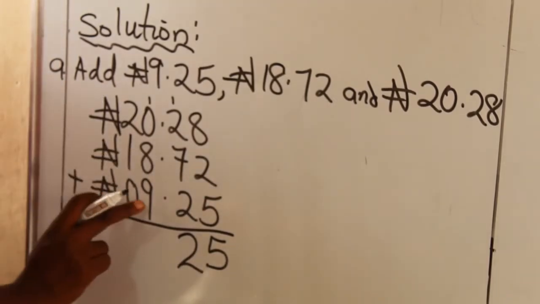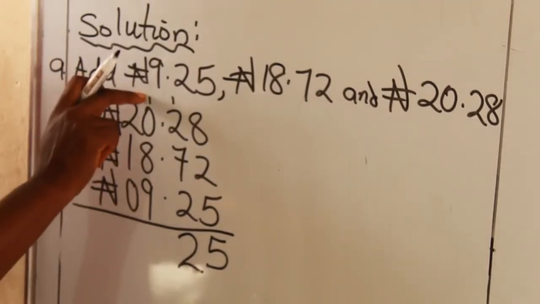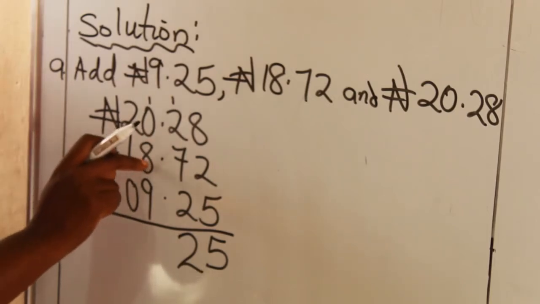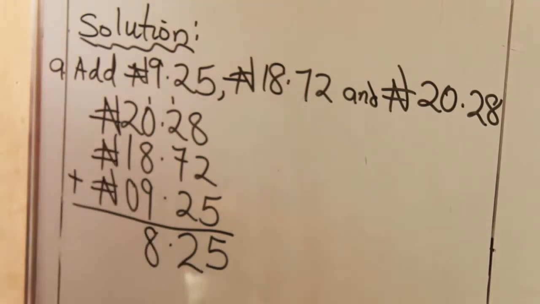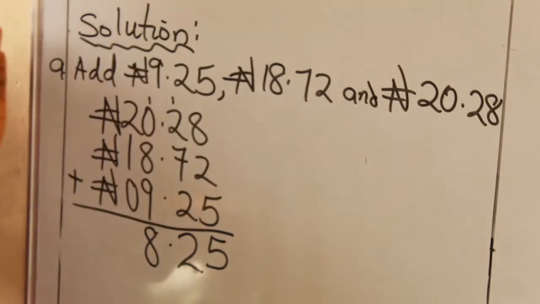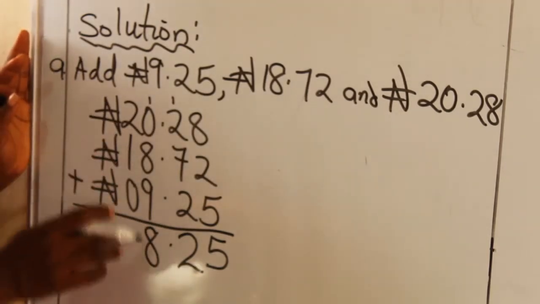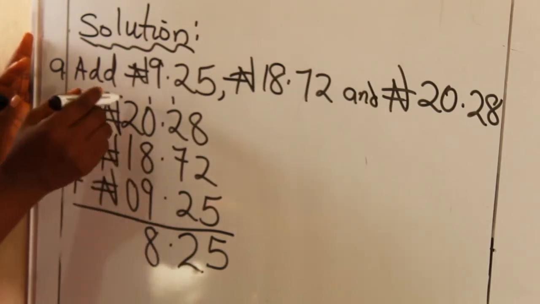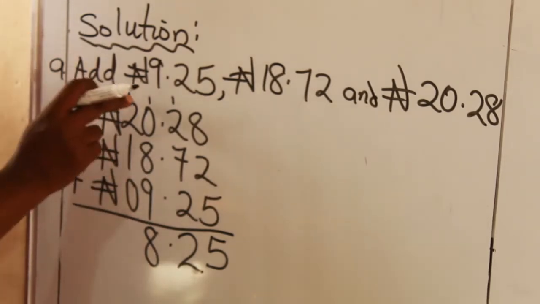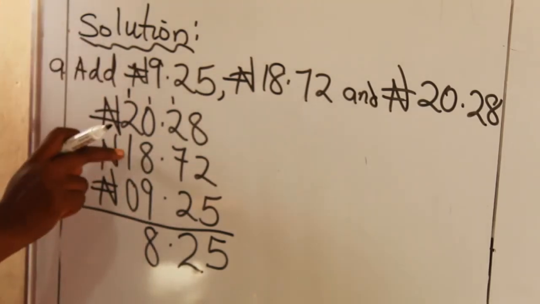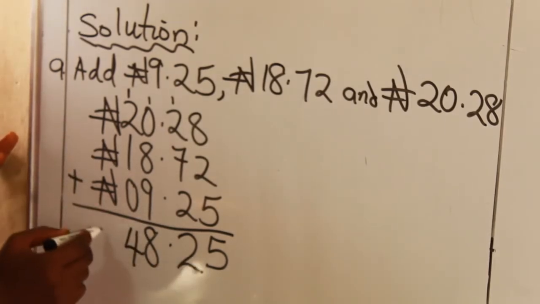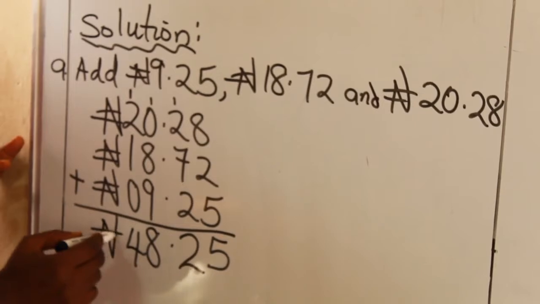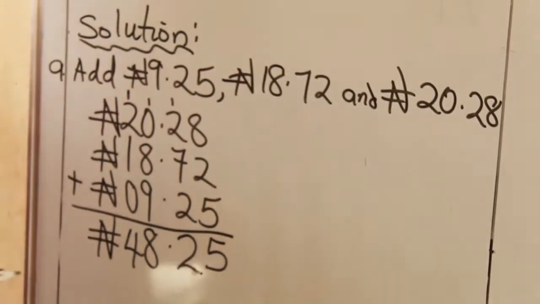8, okay, you now say 9 plus that 1 is what, children? 10. 10 plus 8 will give us 18. That's how to do your simple addition mentally. 18, you write down your 8 and carry 1. 2 plus that 1, 3. And 3 plus this one is what? 4. You write it down. And don't forget your naira sign. We are dealing with money.